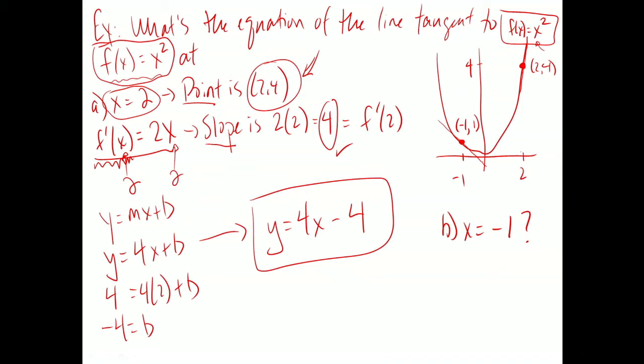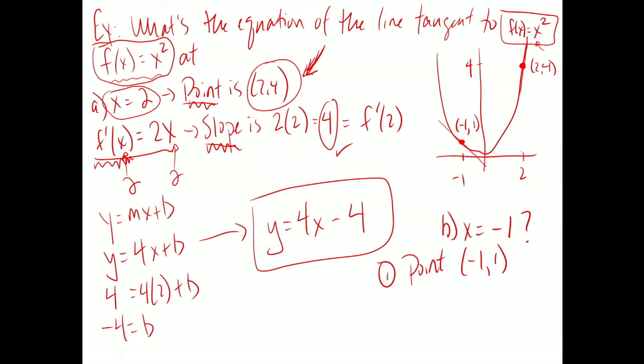Okay, so I'm going to proceed in the exact same way. I'm going to identify what's the point that I have, and then I'm going to try to figure out what's the slope. I'm going to do it in the exact same way. So for the point, well, I already have the point. That's what we just did, right? So I know that the point that I'm going to use is (-1, 1). Okay, so that's half of what I need.